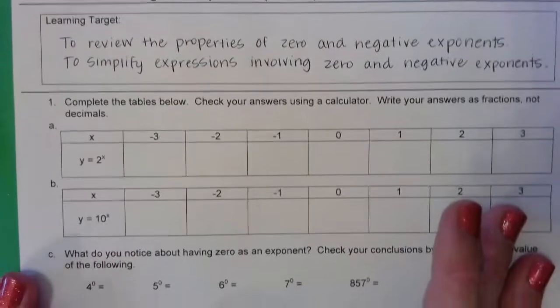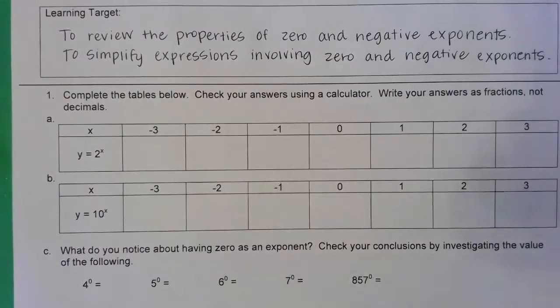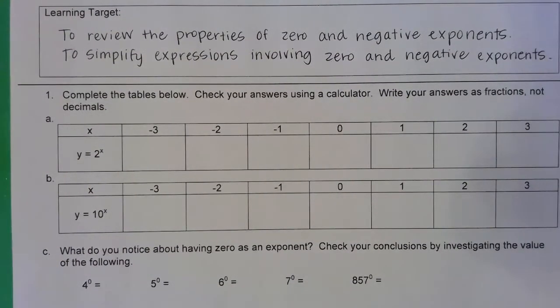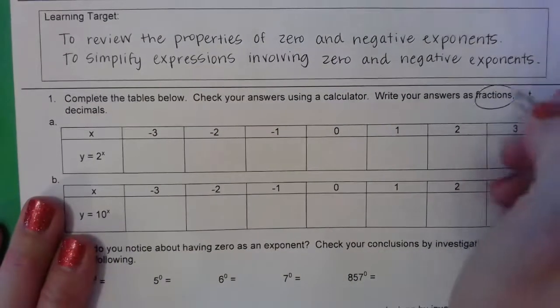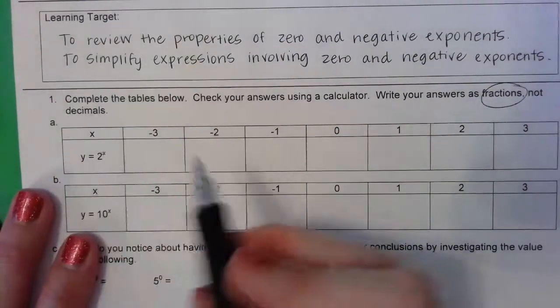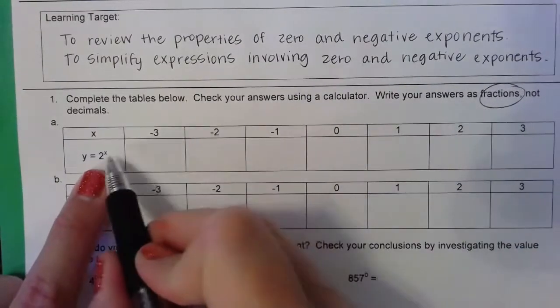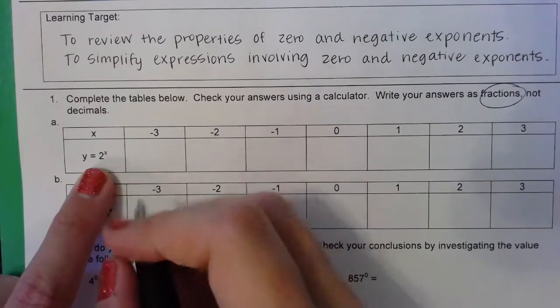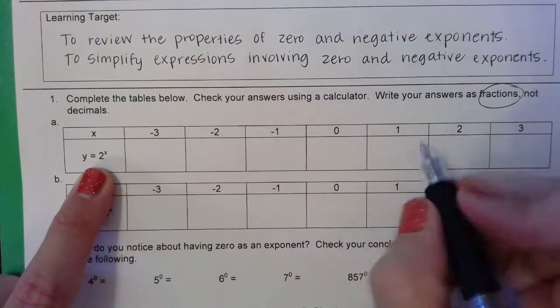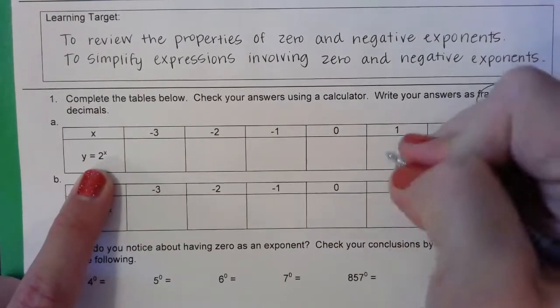And then in the first example, it says complete the tables below, check your answers using a calculator, write your answers as fractions, not as decimals. So we're going to make sure we write our answers as fractions. Y equals 2 to the x means that all of these numbers for x are getting plugged in as the exponent. And so you can use your calculator to help you. I'm going to start out over here and do the positive side first.